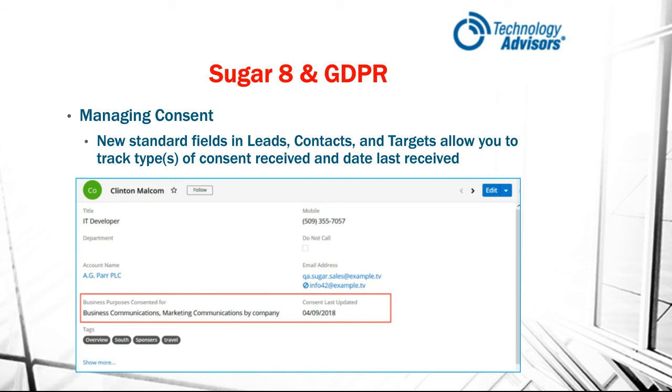Part of GDPR is also managing consent for being able to contact people. And it's not just a blanket consent. Yes, I have your consent to send you a gazillion emails about 30 different topics. You actually have to get consent for each specific topic. So in the screenshot here, and we'll take a look at this in Sugar in just a second, you have to track what type of communications you have consent to send to this person, this contact.